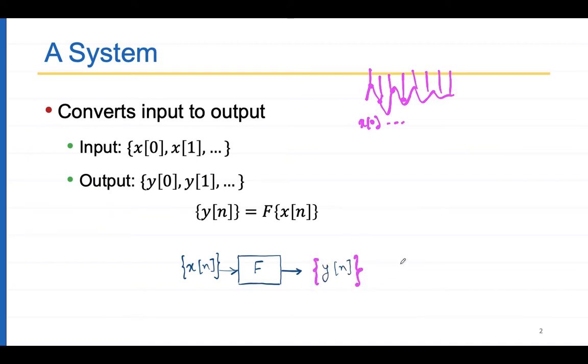Why do I write these curly braces? These curly braces are there to say that this is a sequence. So my x[n] belongs to R for n equal to minus infinity to minus 1, 0, 1, and so on. And similarly my y[n] also belongs to R, the real numbers. And these curly braces mean the sequence of numbers. So this is the representation. y[n] is a function f of x[n].